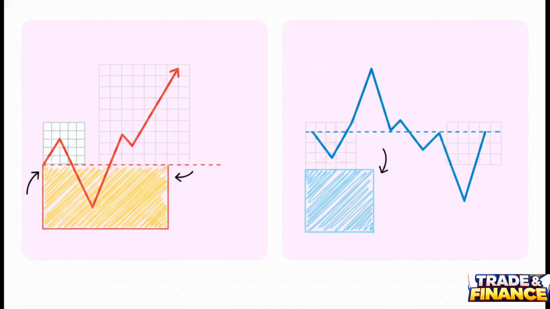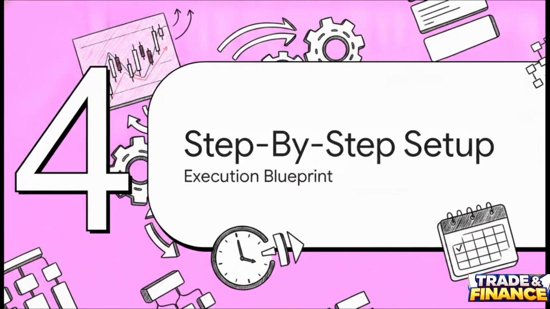Conversely, a bearish breaker requires a high, a low, a higher high to trap the buyers, and then a violent drop to a lower low. This specific sequence of highs and lows is absolutely critical because it mathematically proves a complete loss of control by the previous trend. Next up, Section 4, the step-by-step setup, basically your execution blueprint.